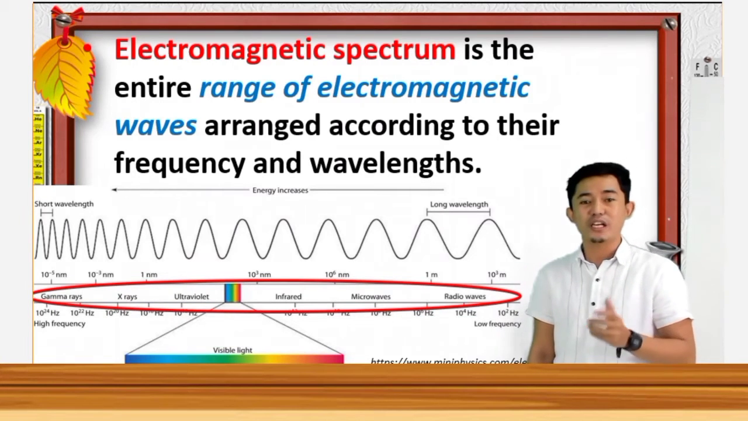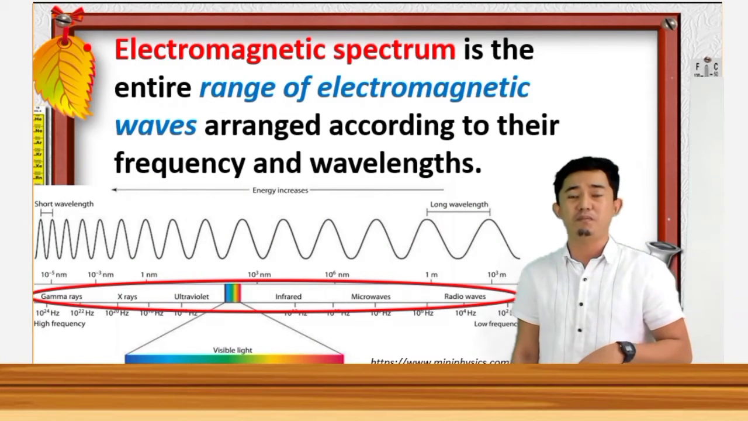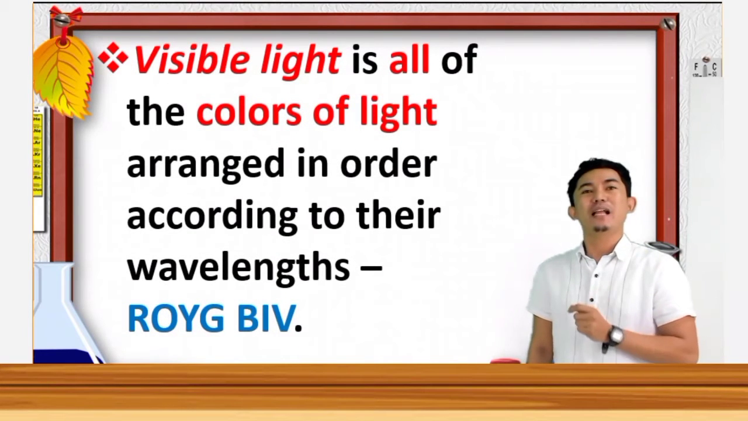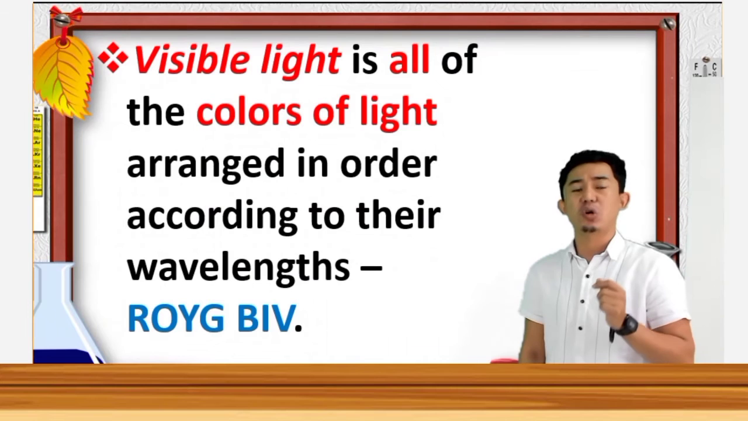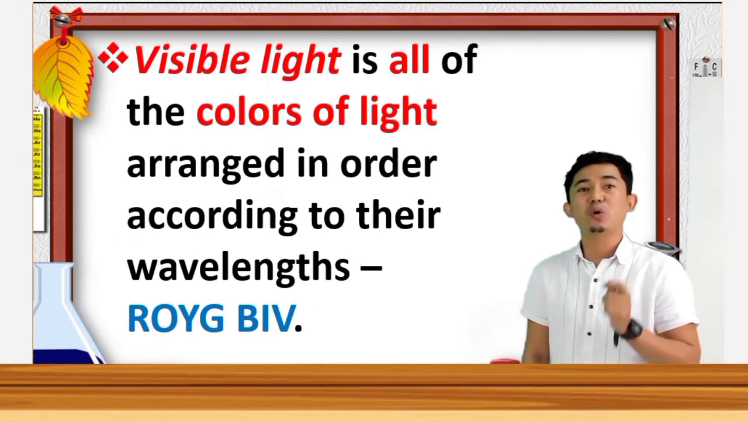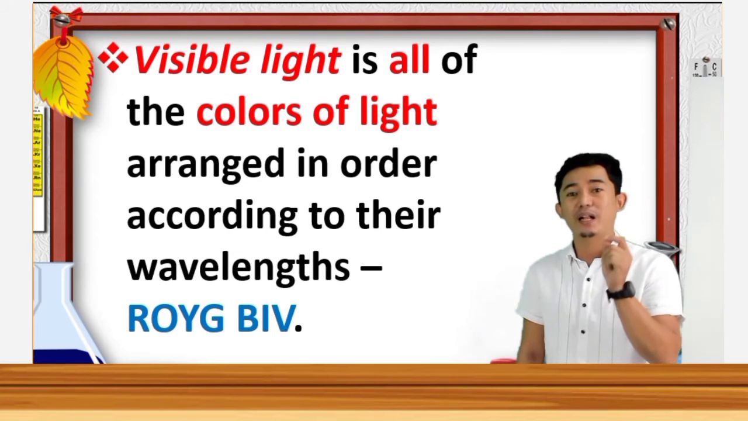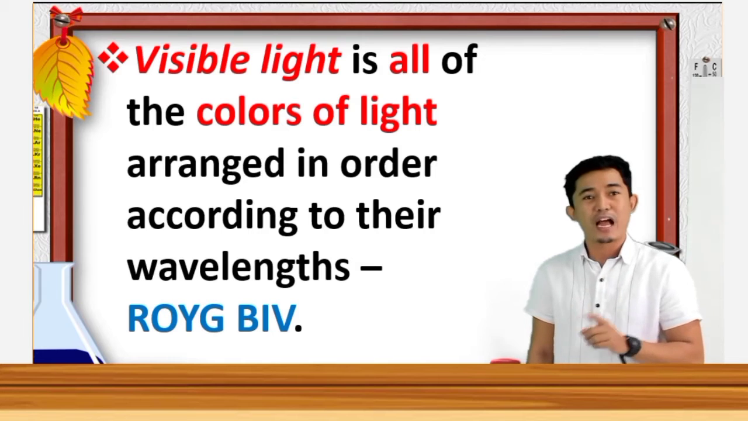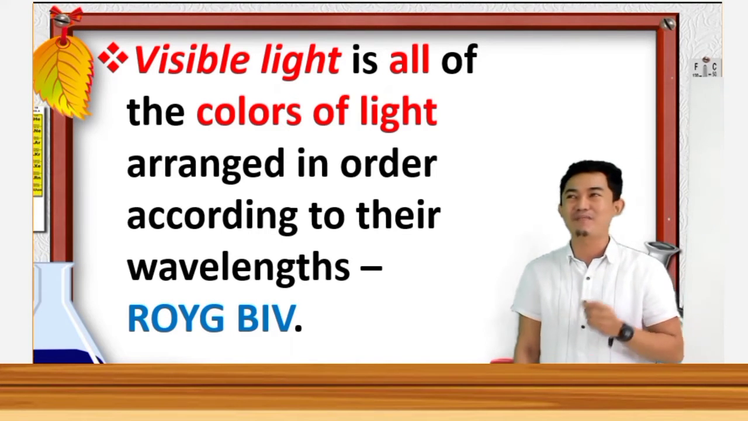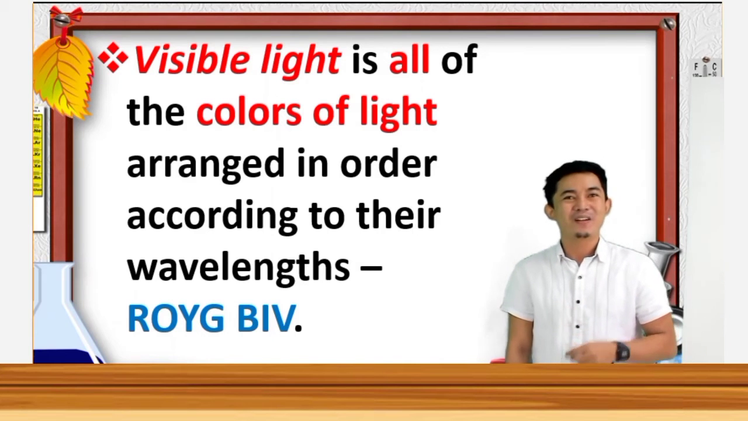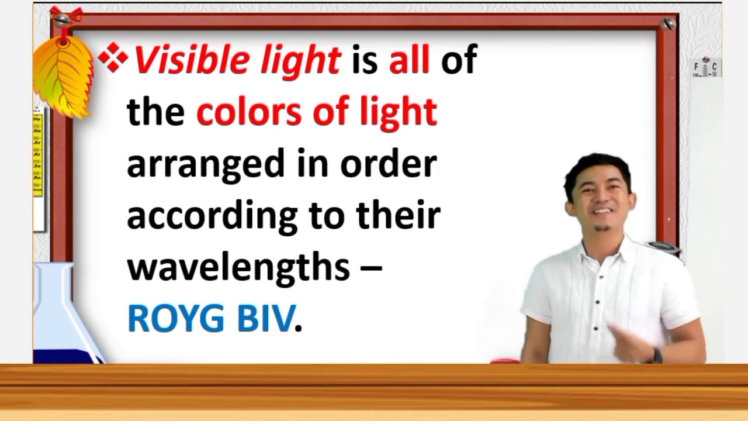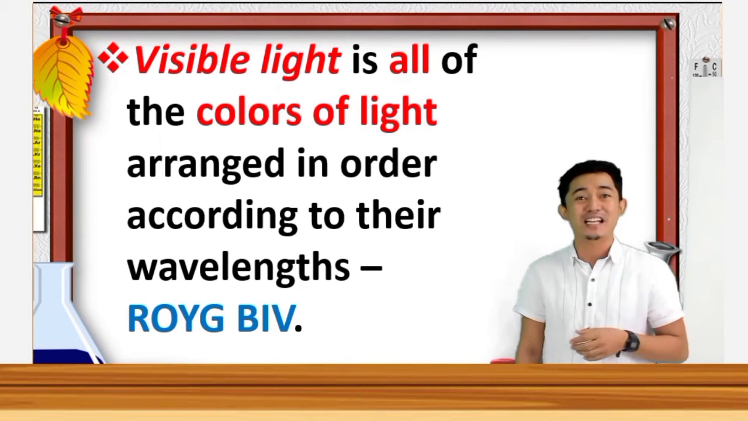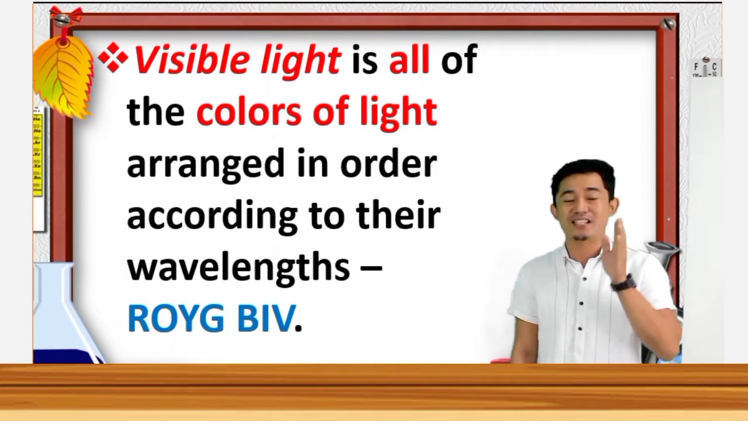Now, we need to define first the meaning of visible light. What is visible light, sir? Visible light is all of the colors of light arranged in order according to their wavelengths, such as in Roy G. Biv, class. Actually, these are the visible light, Roy G. Biv. Actually, there is a song here in Roy G. Biv. Way back in my elementary days, the song is this: red, orange, yellow, green, blue, indigo, and violet. Have you encountered that song, class? So do not forget that because I still remember that song.